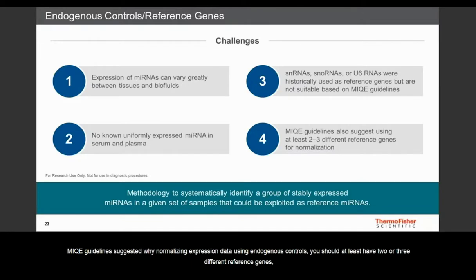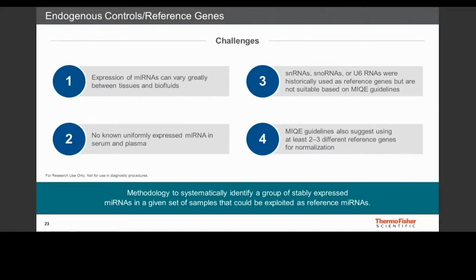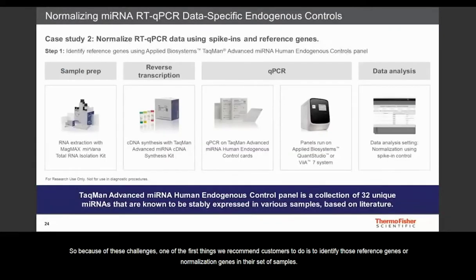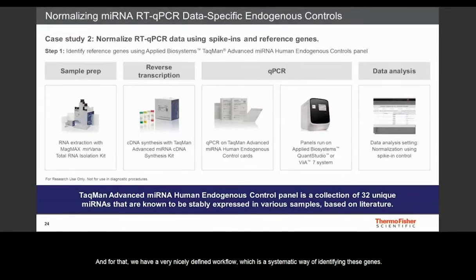Also, MIQE guidelines suggest that while normalizing expression data using endogenous control, you should at least have two or three different reference genes, which are stably expressed in a set of samples. So because of these challenges, one of the first things we recommend customers to do is to identify those reference genes or normalization genes in their set of samples. And for that, we have a very nicely defined workflow, which is a systematic way of identifying these genes.